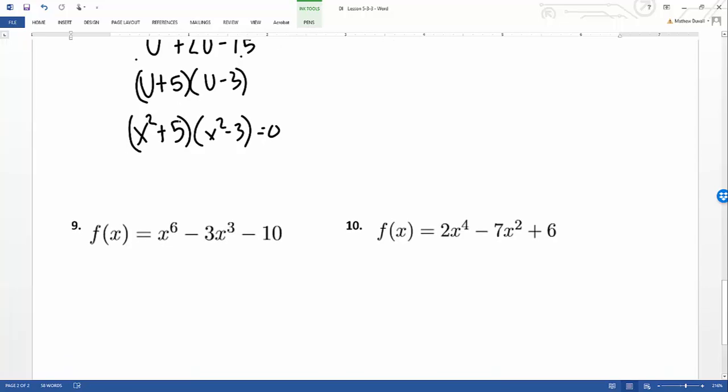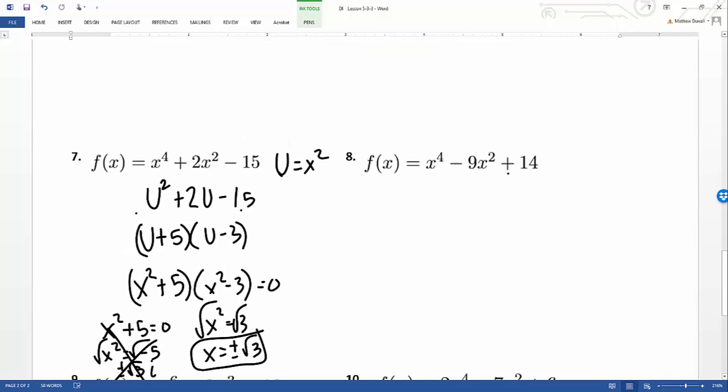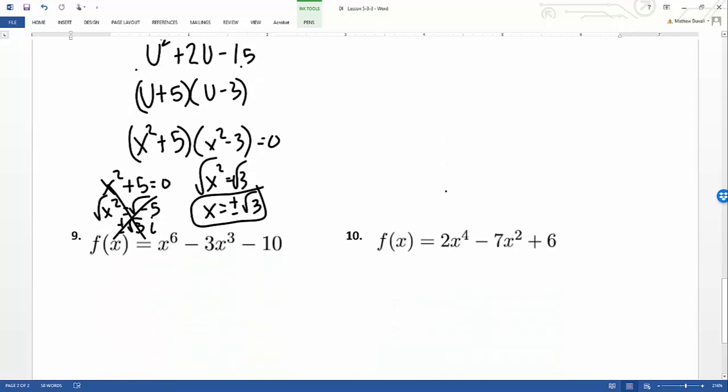So that means if I set each of these equal to 0, I'm going to get a negative 5. Well, when I square root that, it's going to give me root 5i. I don't have to worry about that. That's not a real 0. But this one are going to be my real zeros. So that's going to be my answer. And so for these, we just have to figure out what it is that we're going to be substituting.